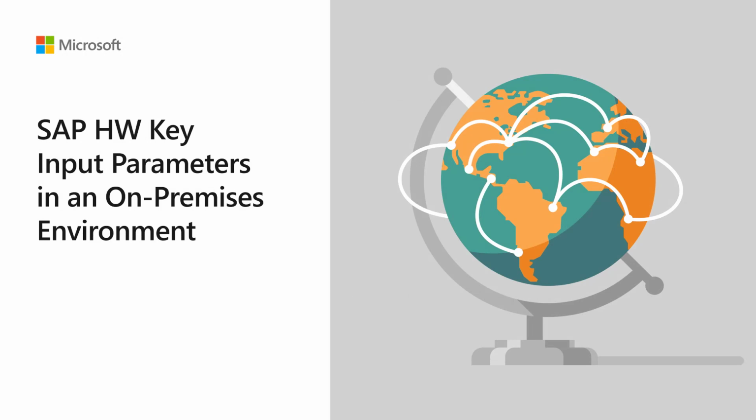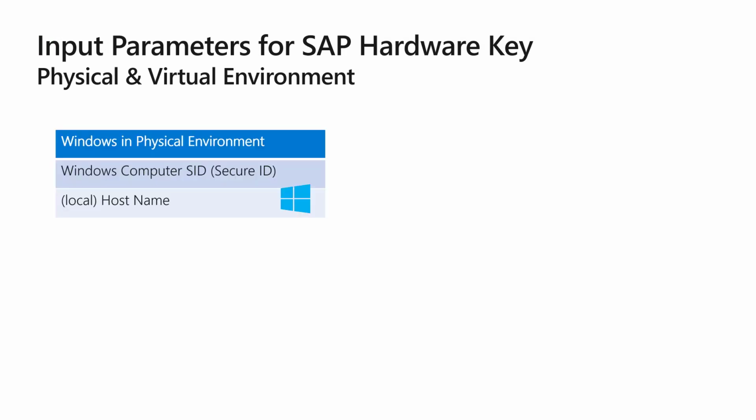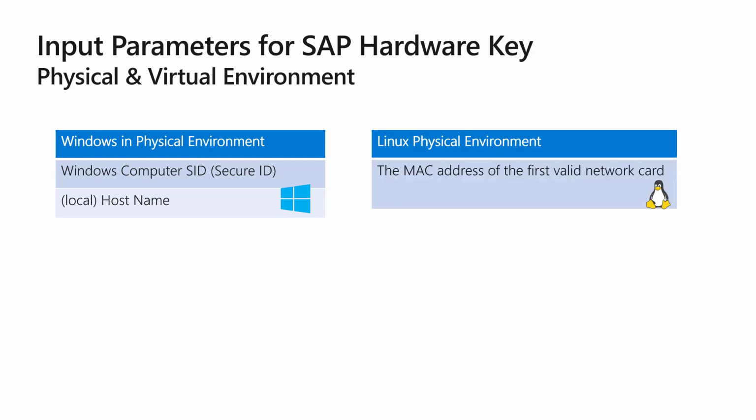Now it's important to mention that the input parameters used for the calculation in an on-premise environment differ from the Azure cloud. If we check the on-premise environment, meaning both physical and virtual, on Windows two parameters are used, namely the Windows Computer SID, or Security ID, and the local host name. On Linux, the MAC address of the first valid network card is used.